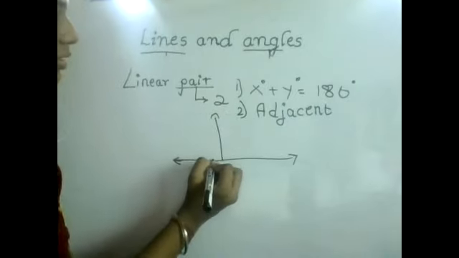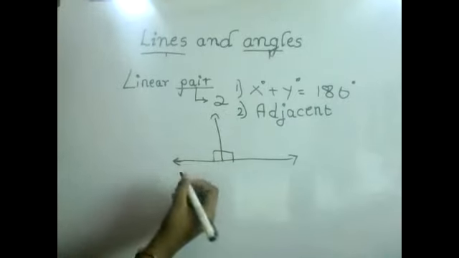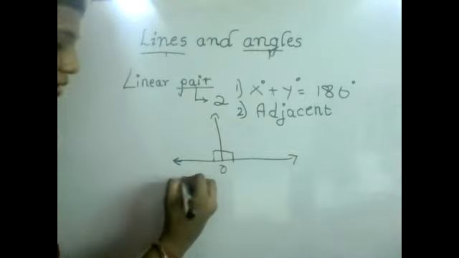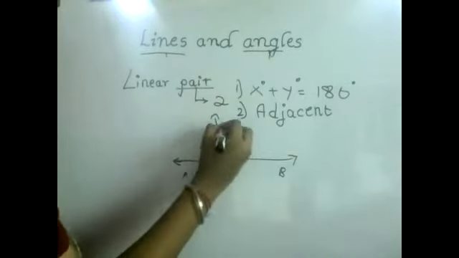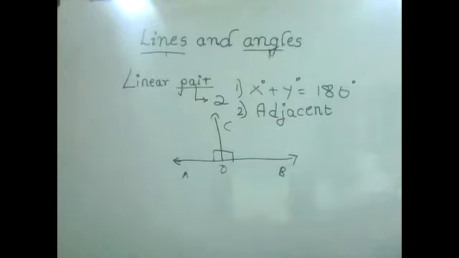Okay, we have it like this. This is 90 degrees. This is also 90 degrees. So that will be O, A, B, C. We have to find whether these are adjacent angles or not. This is the first step.